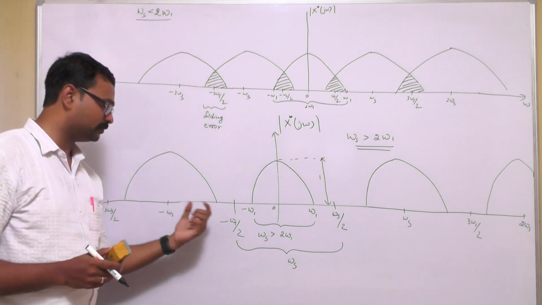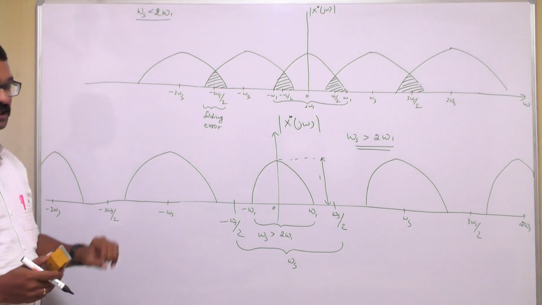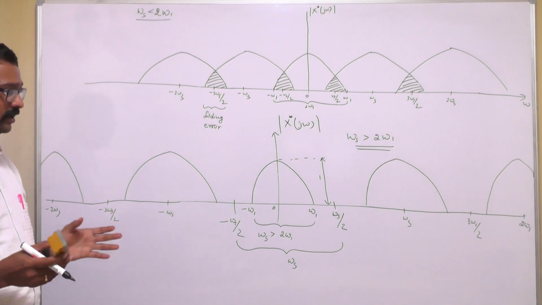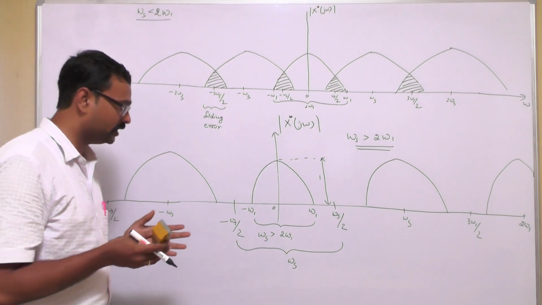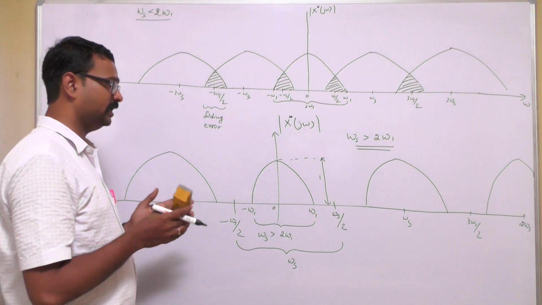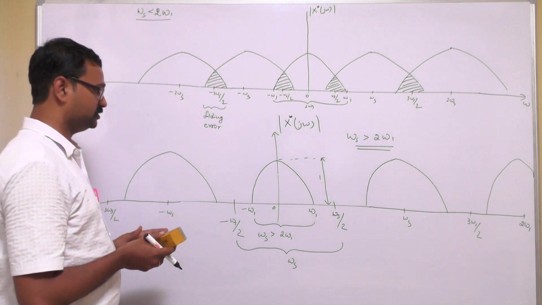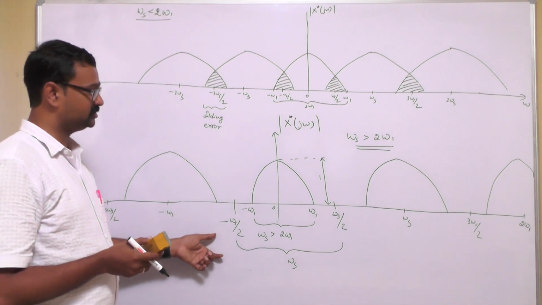Here, we don't have that problem. When ωs is greater than 2ω1, we are not losing any sort of information. At every pole, you are constructing a sampled data signal, and you can also reconstruct back the continuous time signal. That is what the sampling theorem is trying to tell us.